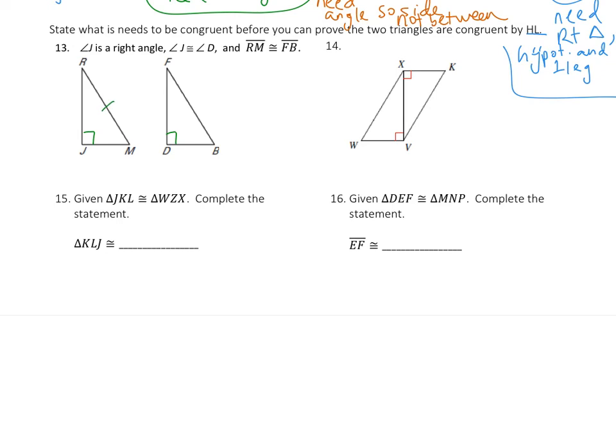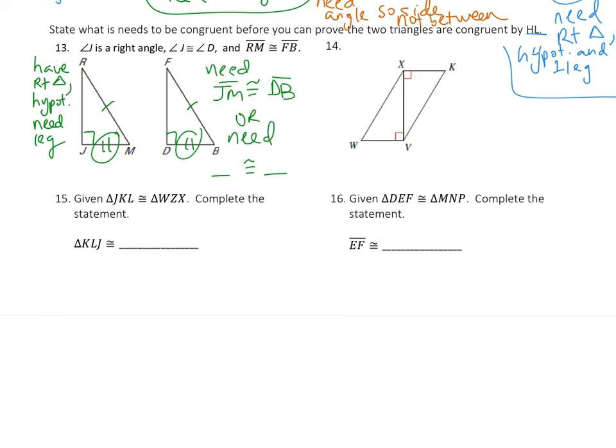RM is congruent to FB, and so that means we've got a right triangle where the hypotenuses are congruent to each other. To show that they are congruent by HL, I need a leg that will be congruent to each other. So I'm going to use JM and DB. Just like on number 11, there were really 2 choices you could put because there are different legs we could use. So I want you to fill in what the other possibility is for the other leg that we could say would be congruent.